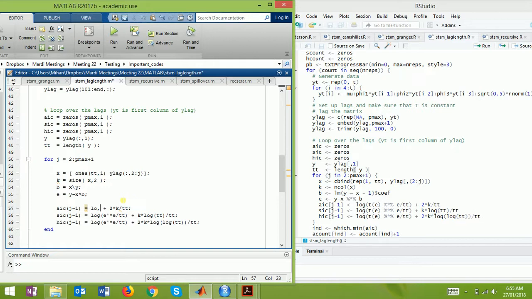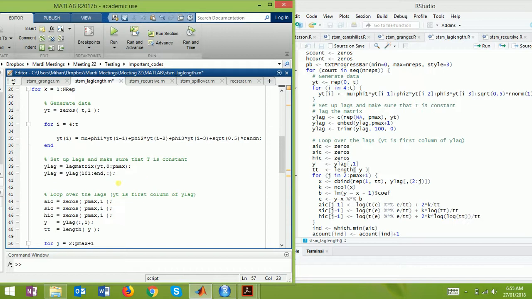So this is slightly more difficult. The steps are, first you do y, you estimate your dependent variable. So you have the dependent vector now, that is starting from 4 to t, that is the size. Then you do lag matrix and you use it somehow. Okay.